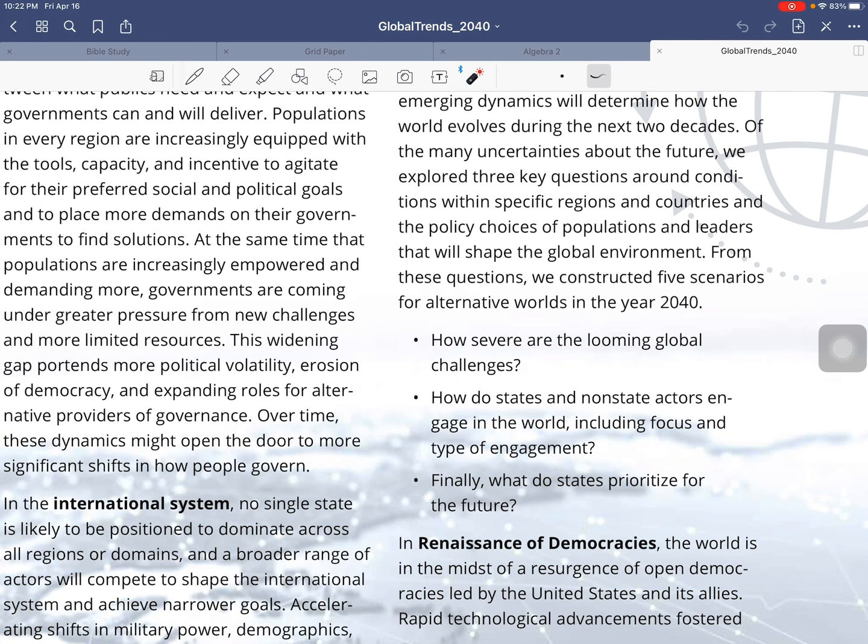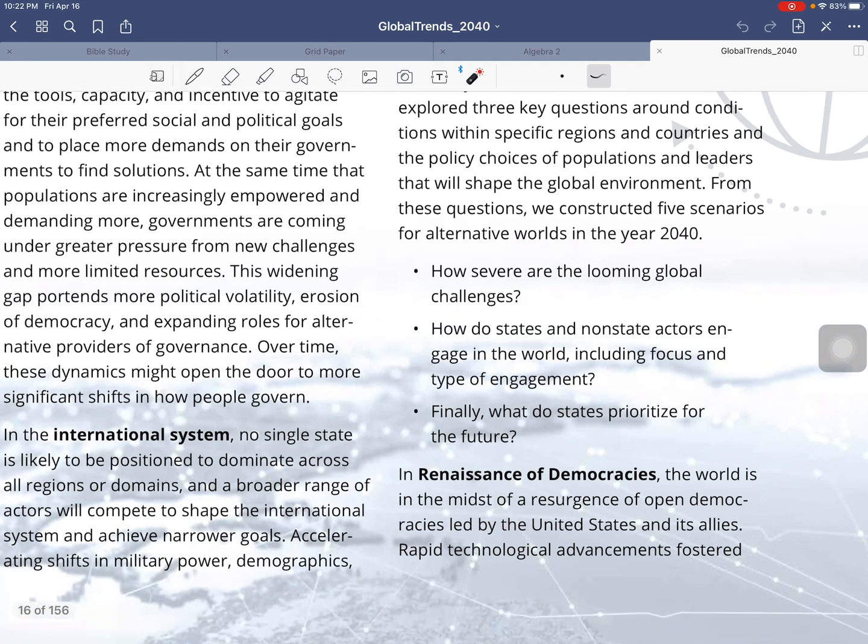How severe are the looming global challenges? How do states and non-state actors engage in the world, including focus and type of engagement? Finally, what do states prioritize for the future?